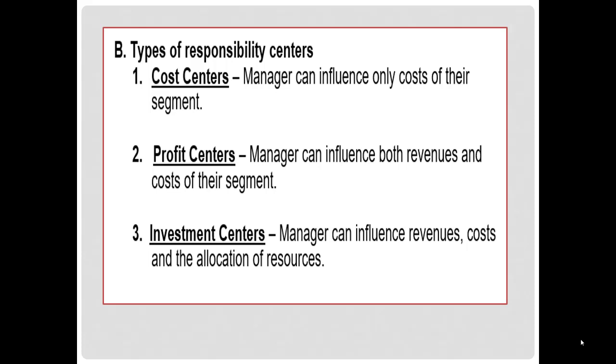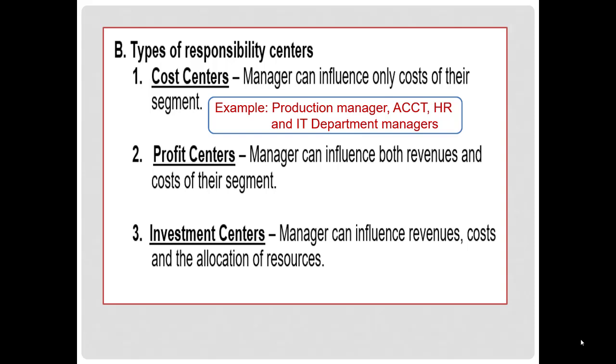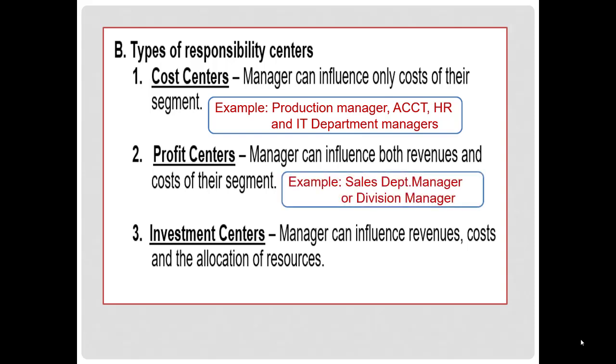There are three major types of responsibility centers. A cost center manager can influence only their costs. These are your lower level managers or your production manager. Service department managers such as accounting, human resources, and IT typically do not have to generate a specific level of revenues. They only need to control the costs. Profit center managers can influence both revenues and costs of their segment. This might be a sales department manager or division manager.